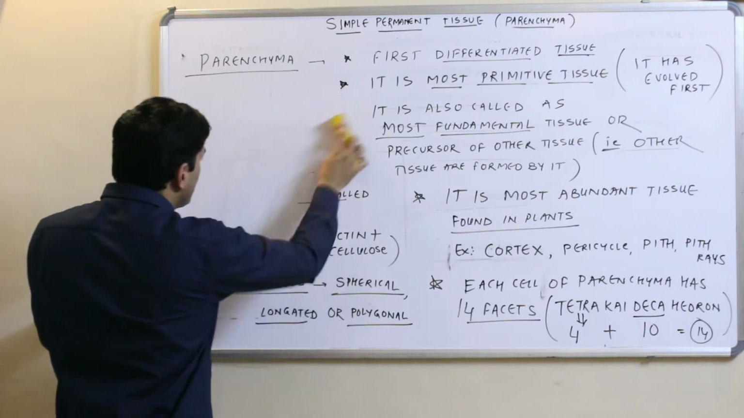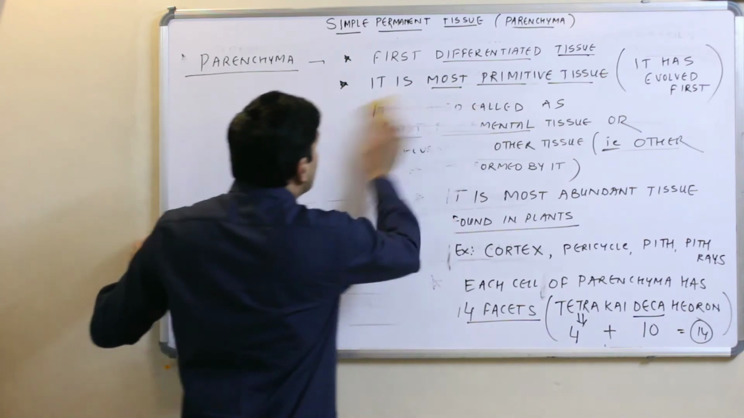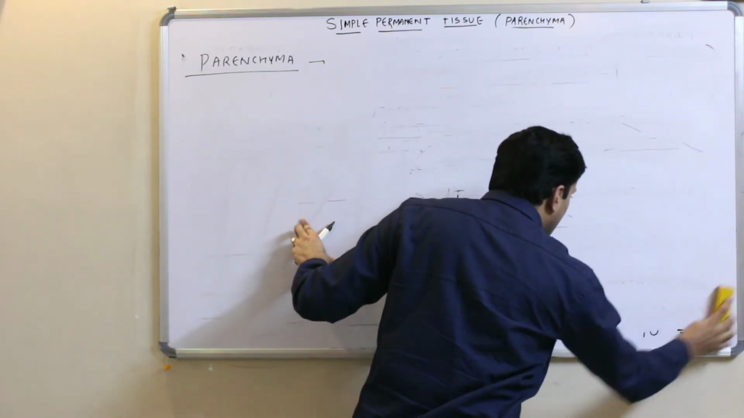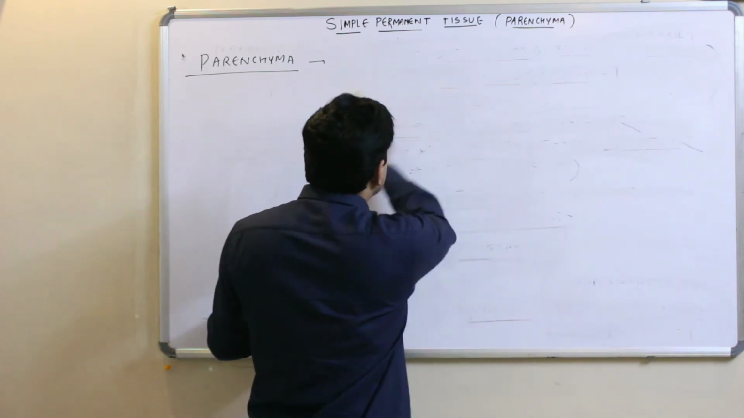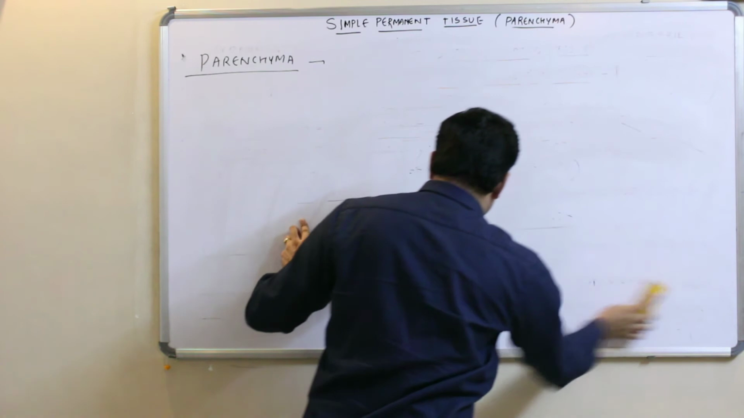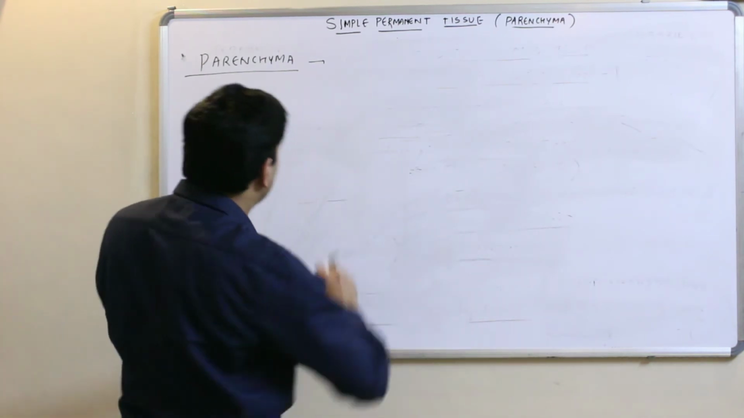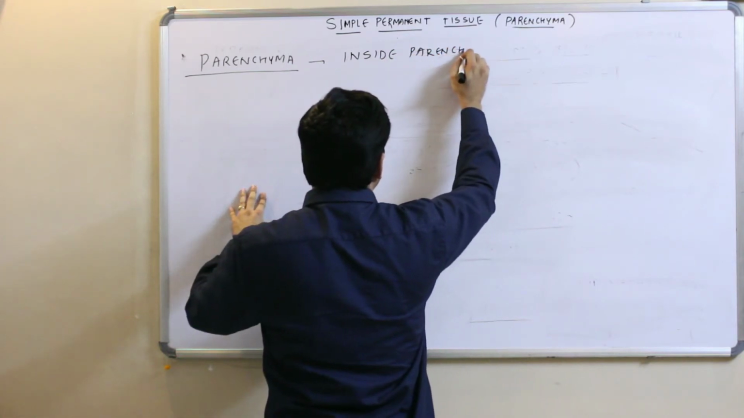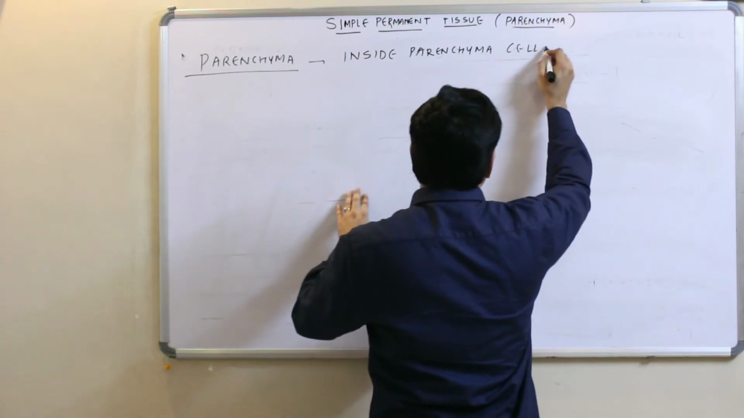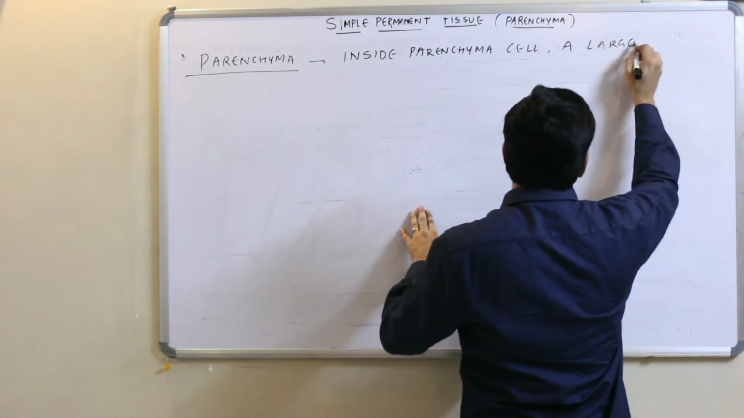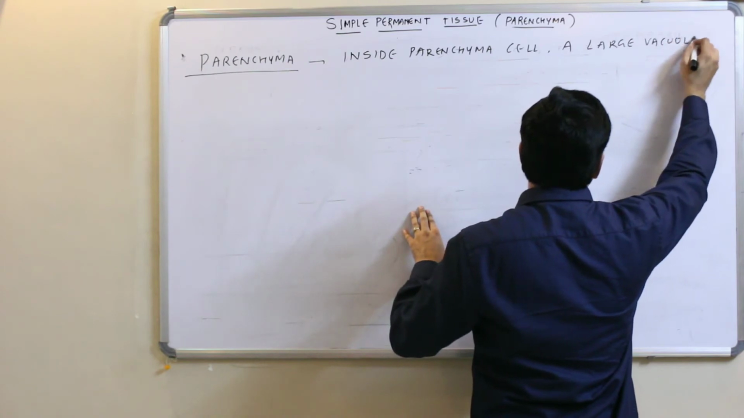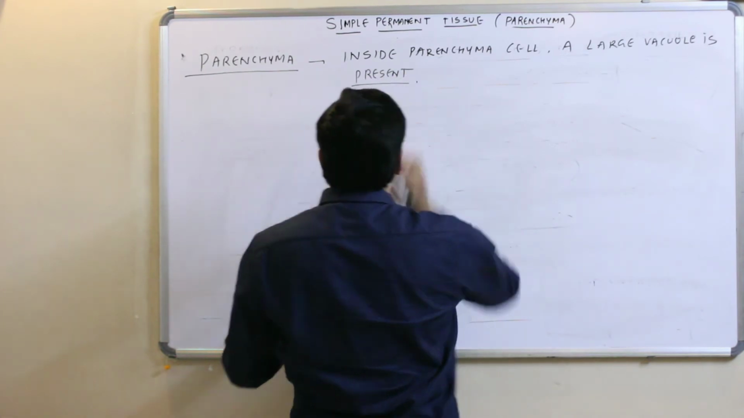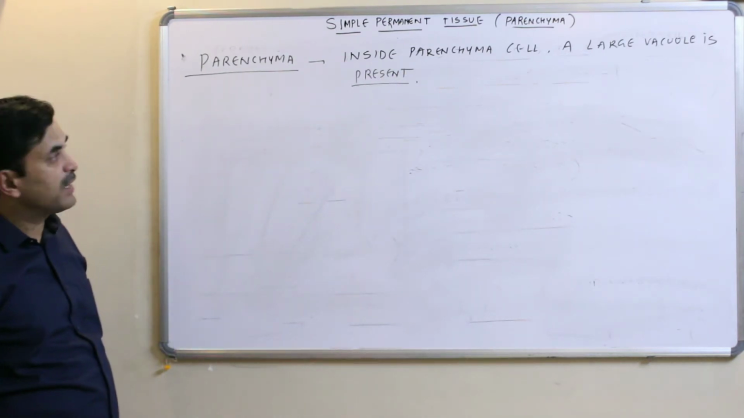Now, if we talk about the parenchyma, then large vacuoles are present inside the cell. Inside the parenchyma cell, a large vacuole is present.